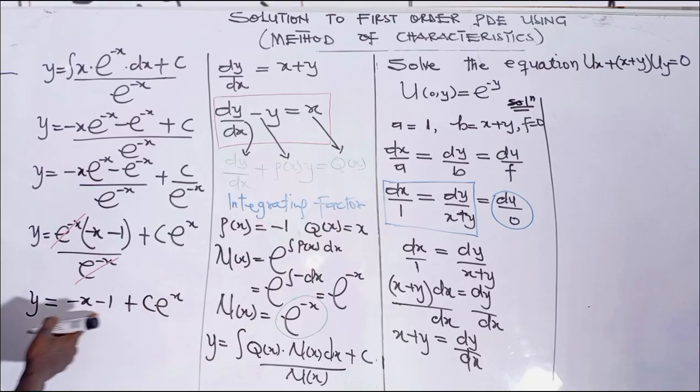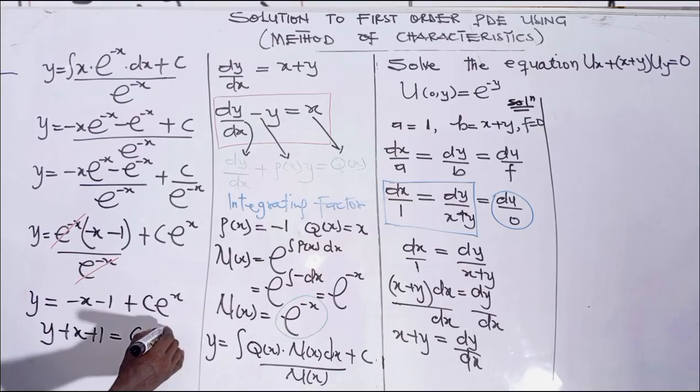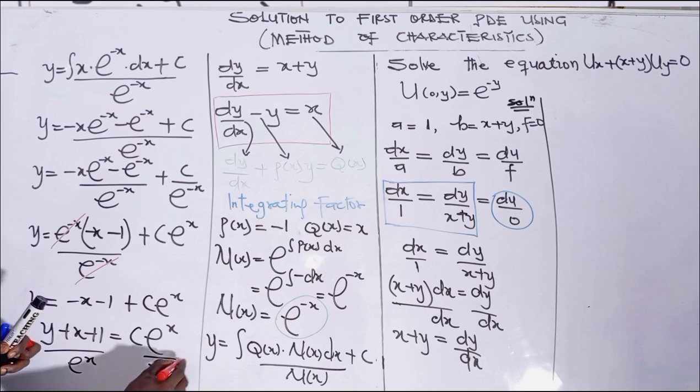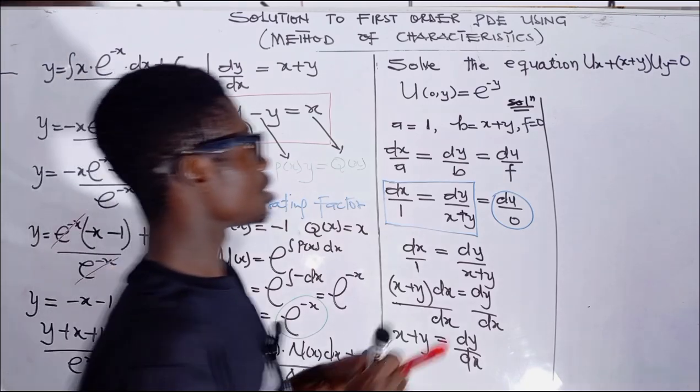Let's make c the subject. We bring all of this to the left hand side, so that we have y plus x plus 1 is equal to c e to the power of x. We want to make c the subject, so let's divide both sides by e to the power of x, so that e to the power of x will cancel e to the power of x. We are left with what?